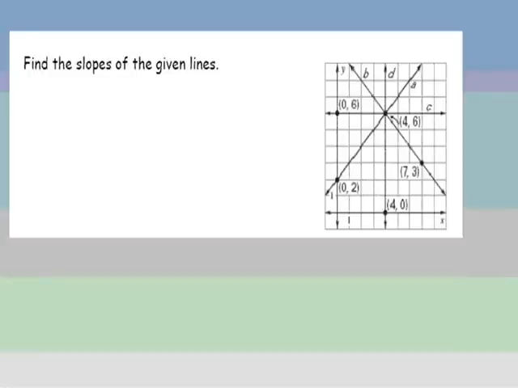All right, I would like you to find the slopes of these lines. So we need the slope of line A, the slope of line B, the slope of line C, and the slope of line D using the given points. And then come back when you've got them and check and see if you're right. So please hit pause now.